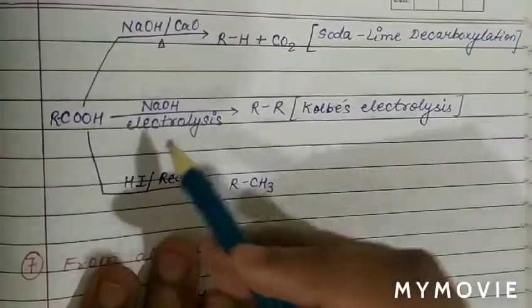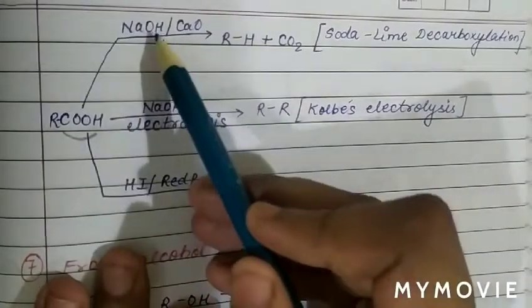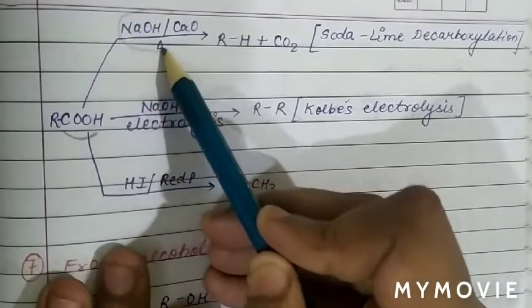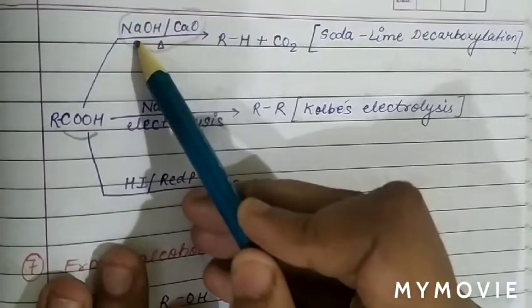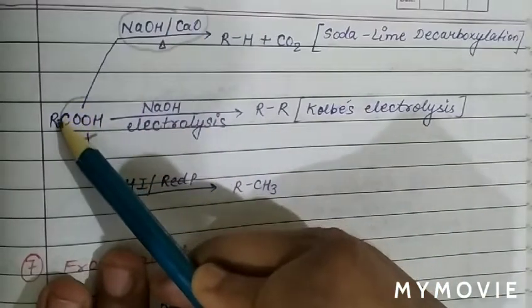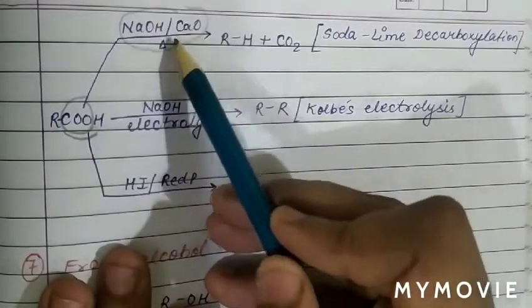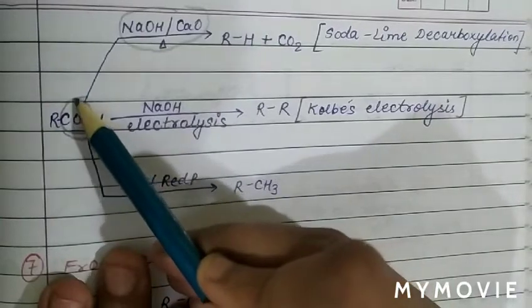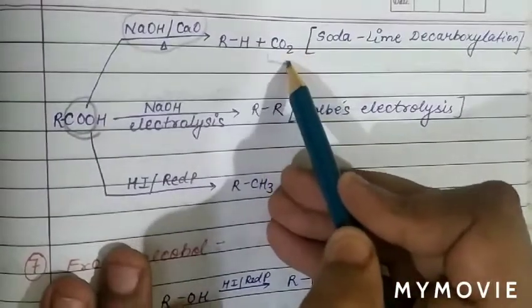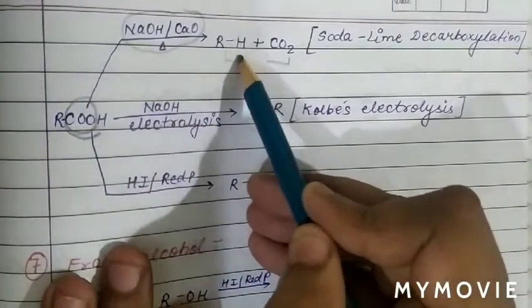As we can see, carboxylic acid's RCOOH group is there. So basically when carboxylic acid reacts in presence of soda lime, which is basically a mixture of sodium hydroxide with calcium oxide, there is removal of CO2 gas. When we use soda lime and heat carboxylic acid, then CO2 gas will be released from the carboxylic acid. So CO2 gas is released and the carboxylic acid changes into RH, which is alkane.